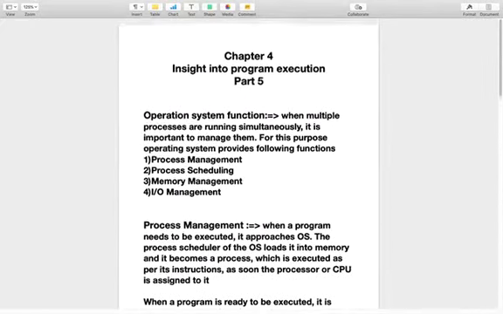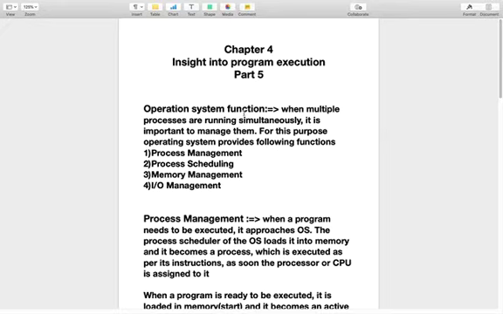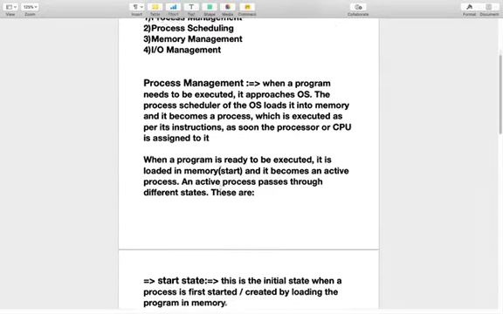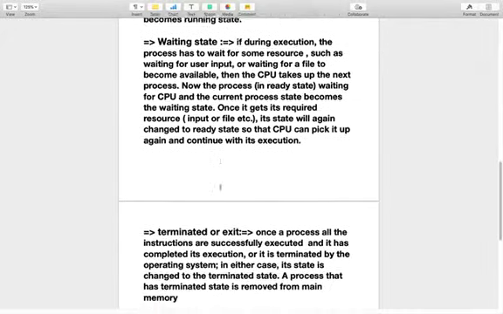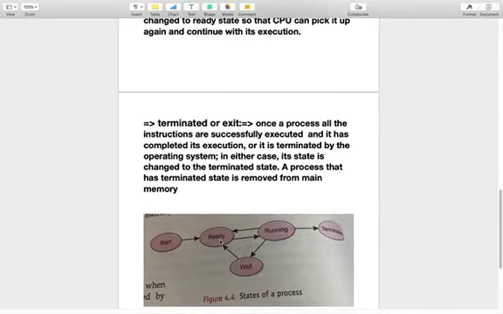Today we learned about the operating system functions. There are 4 functions: process management, process scheduling, memory management, and input output management. We also learned about process management and its states. There are 5 states which we learned: start, ready, running, waiting, and terminated.